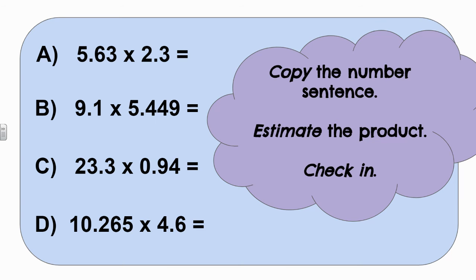So what I'd like you to do now, if you're watching this video, is in a minute, you're going to pause this and you're going to grab some scrap paper, and I want you to copy the number sentence. I want you to estimate the product by rounding each decimal number to the nearest whole number. And then when you're done with all 4, you're going to check in by hitting play because the video will continue and reveal the answers. So go ahead and hit pause, work on scrap paper, and then you're going to check your answers as the video continues.